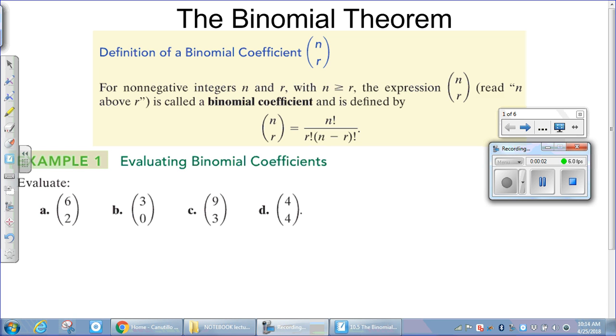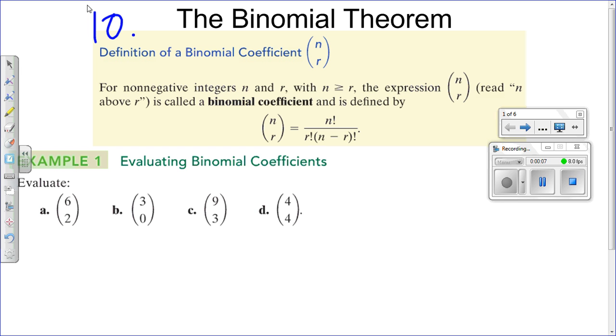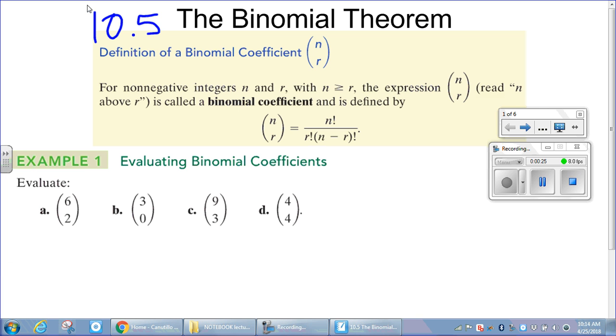Okay guys, this video will cover section 10.5, which is the binomial theorem in your textbook. We're going to be learning some basic tools that we need in order to be successful with probability, which will come with sections 10.6 and 10.7. This binomial theorem is actually pretty useful. We're going to look at it in one way and in the next section in a different way, but it's the same exact formula, same operation.